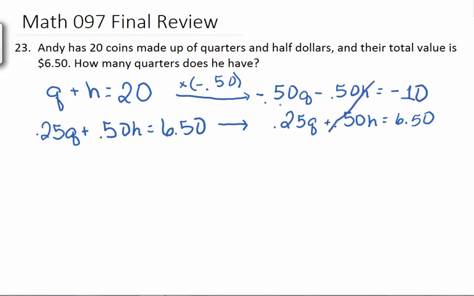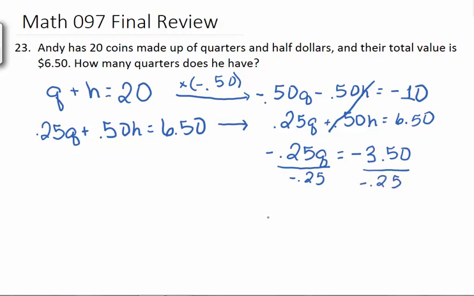Our H's cancel. Minus 0.5 plus 0.25 is negative 0.25Q. The negative 10 plus 6.50 is negative 3.50. Dividing both sides by negative 0.25 gives the Q, the number of quarters, is equal to 14. So Andy has 14 quarters. It doesn't ask, but you can determine that he also has 6 half dollars.